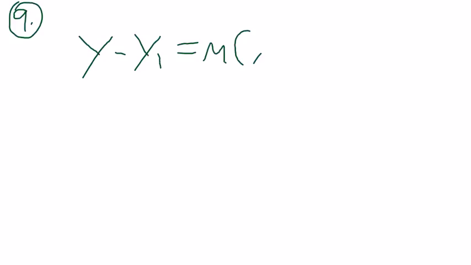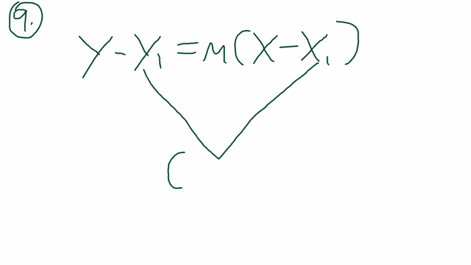Number 9, point slope form. Here's point slope form. So we'll put here number 9. This is y minus y sub 1 equals m times x minus x sub 1. Now m obviously is the slope. Now this y sub 1 and x sub 1 correspond to any point on the line.